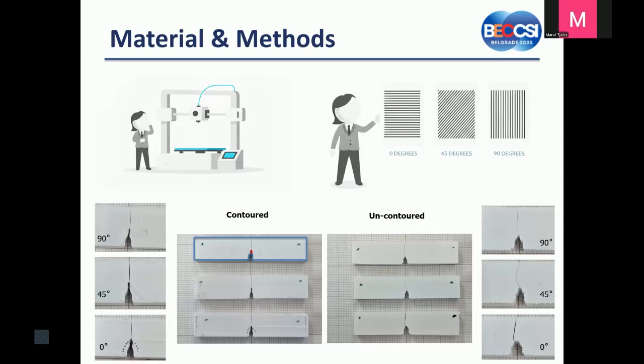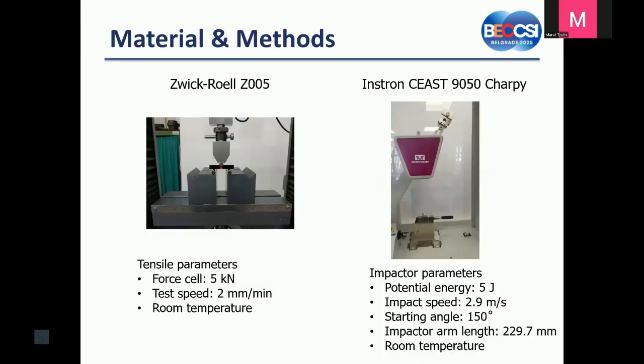You can see here the cut. You can see also the orientation of the raster. So we performed static tests in our lab using a Zwick Roell static tensile machine with a load cell of 5 kilonewton. The test speed was 2 millimeters per minute. The tests were performed at room temperature.